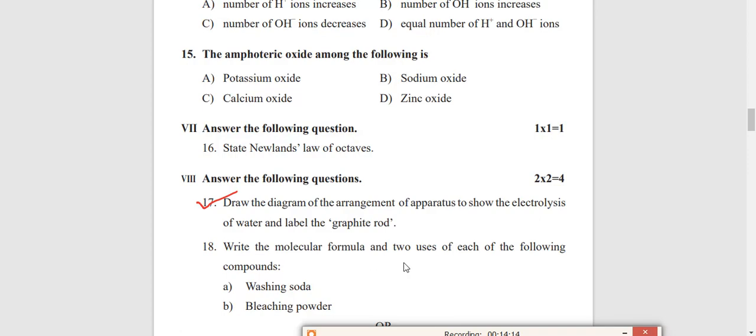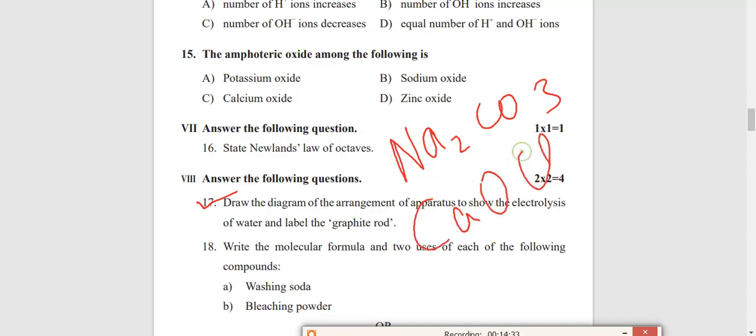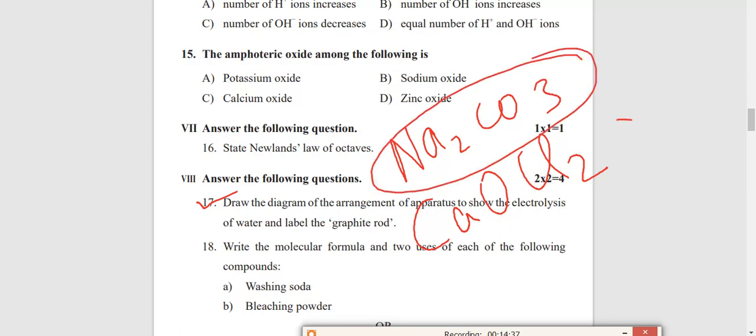So what is the molecular formula of washing soda? The molecular formula of washing soda is Na2CO3. Right? And what is the molecular formula of bleaching powder? The molecular formula of bleaching powder is CaOCl2, calcium oxychloride. This is the molecular formula of washing soda, and this is the molecular formula of your bleaching powder. And after that we have to write one more answer in this question.